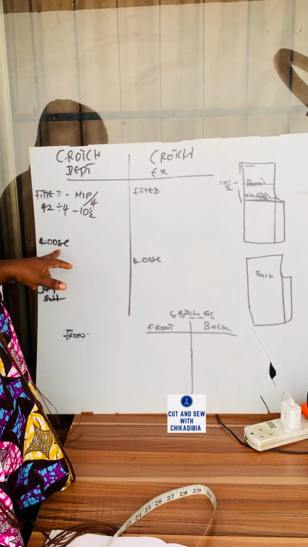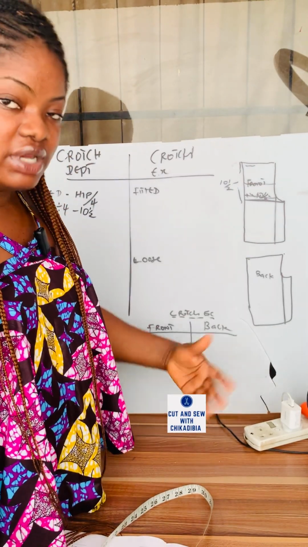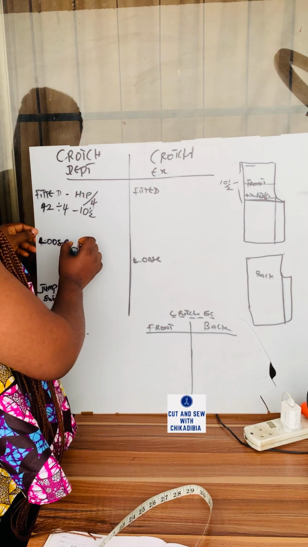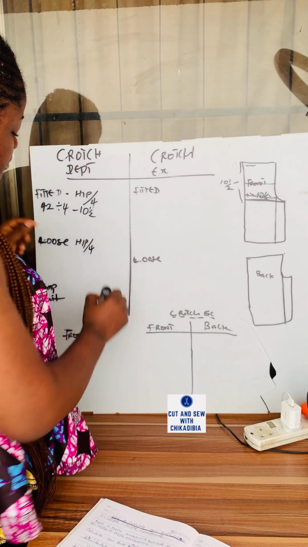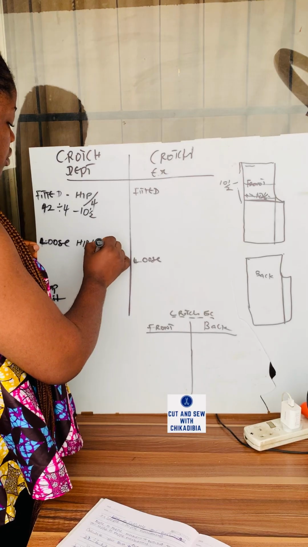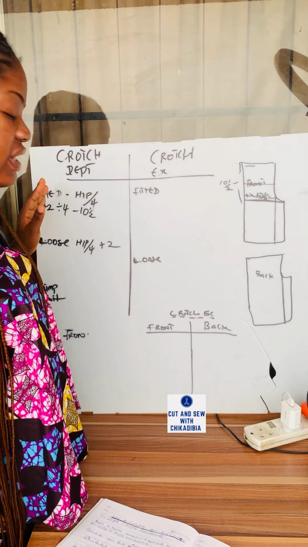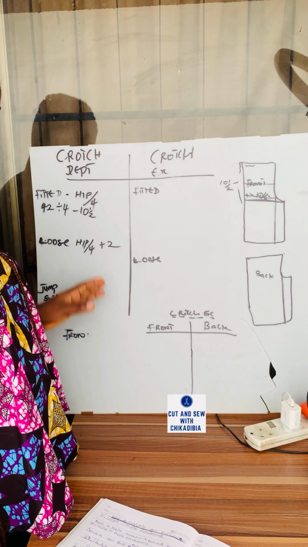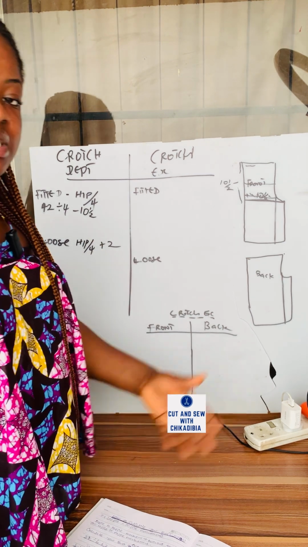For a loose pant, if you are making a loose pant, a palazzo pant, let me call it palazzo so that you will understand what I mean by a loose pant. For a loose pant, you're going to divide your hip by 4. For a loose pant, you mark hip divide by 4 plus 2 inches allowance. For my fitted pant, I divided my hip by 4, and this is what I have, 10.5. For a loose pant, you're going to divide your hip by 4 plus 2 inches to make it loose.